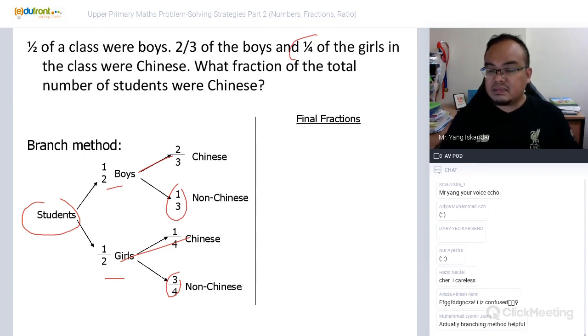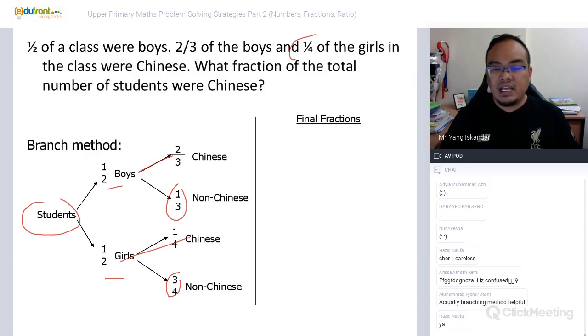Now what do you do next? Next, you multiply to find the final fraction.